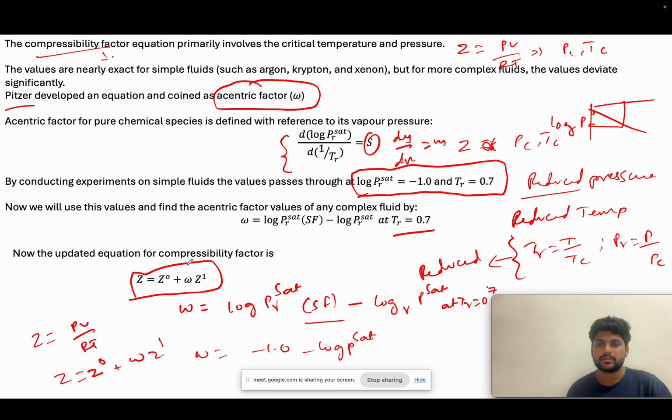How could we write that omega equation, log PR saturation into SF? Can you explain that again? One second.